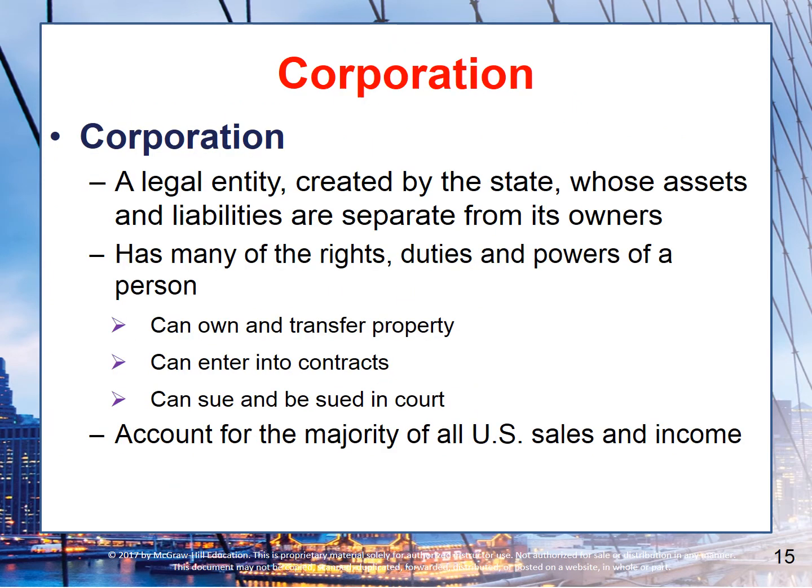The third form of business ownership that we're going to discuss is a corporation. Now, a corporation is a legal entity created by the state whose assets and liabilities are separate from its owners. A corporation is going to differ from a sole proprietorship and a partnership in that the assets and liabilities are separated from its owner. What that means is a corporation has its own assets and liabilities, and the owners are not legally bound to take care of those assets and liabilities.